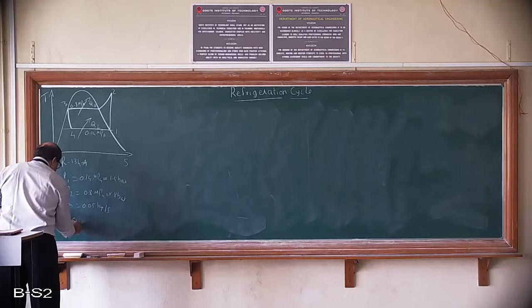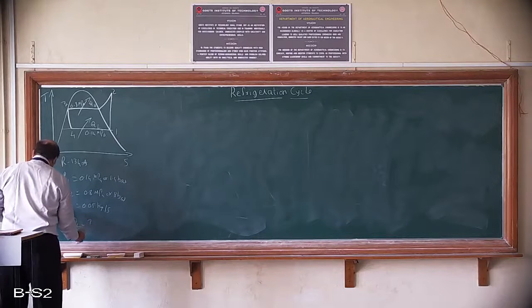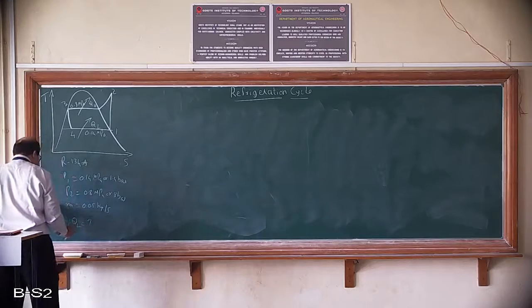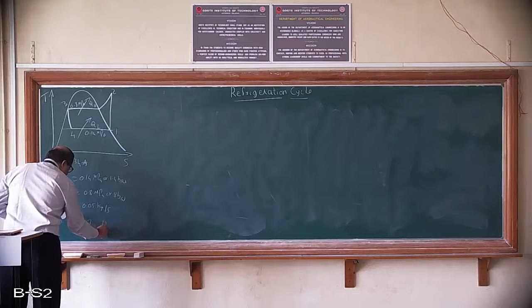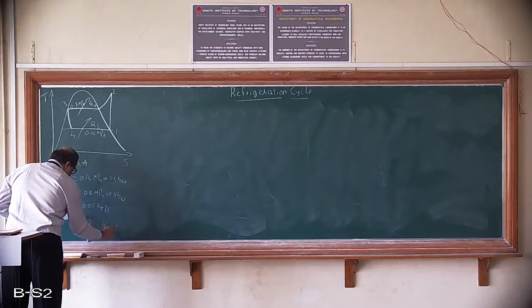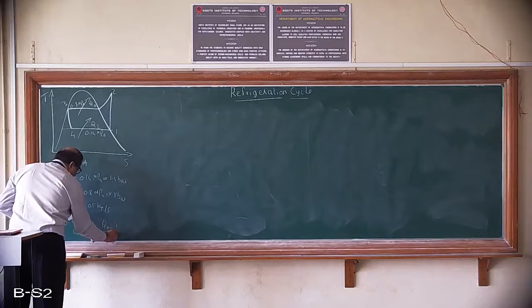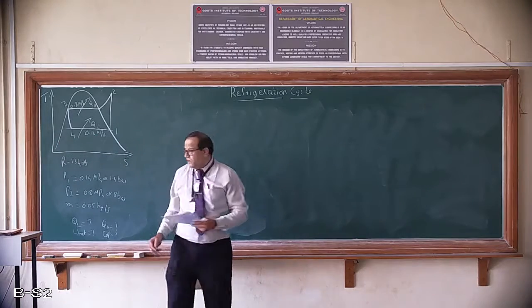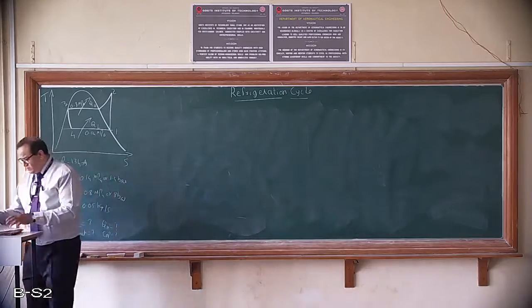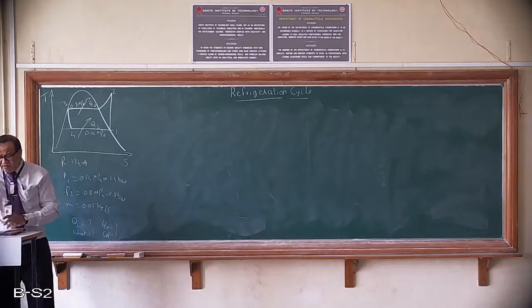QL, power, that is W net, QH and COP. These are the things which need to be calculated. So before we start, this is required to be understood.